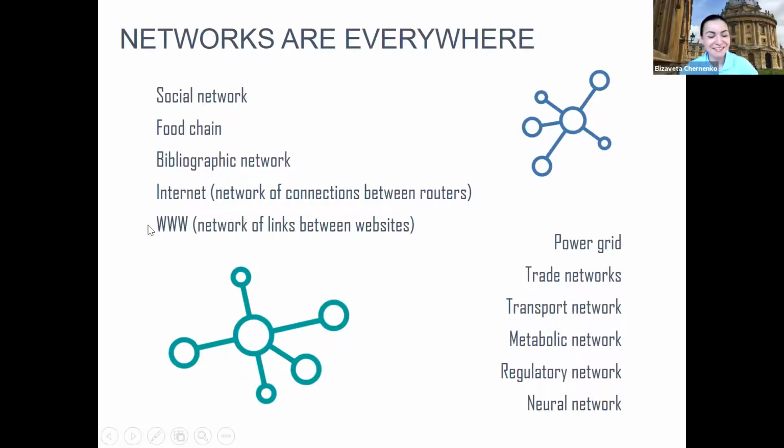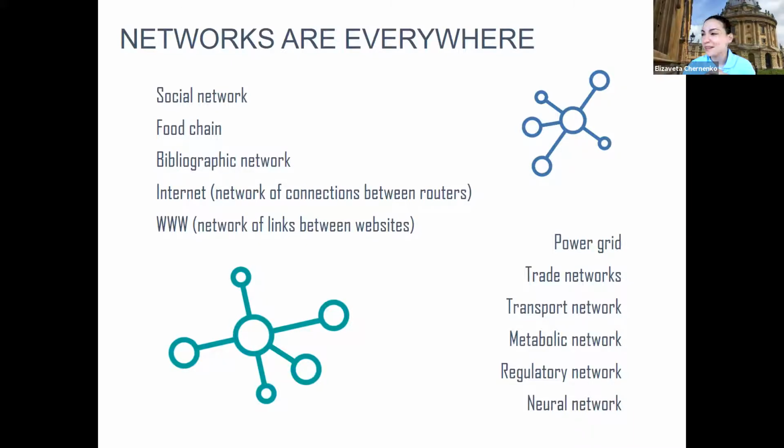Maybe you heard these, the sound, but here are some different examples of networks that we actually observe in everyday life. So social network is one example, but also the network of how different animals feed on each other, the bibliographic network of citations. Internet is the network between computers, and World Wide Web is network between websites, which also connect to each other. Power grid is the network between power generators, trade networks, transport networks, and in biology also we have different networks, including the network in our brain, network between neurons.